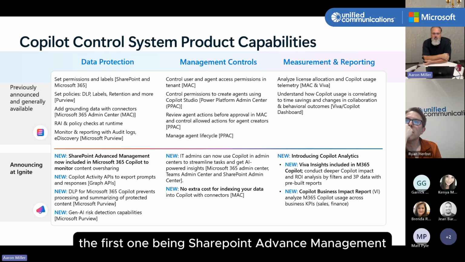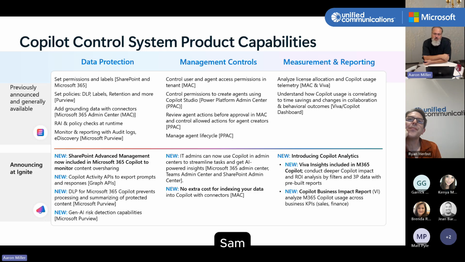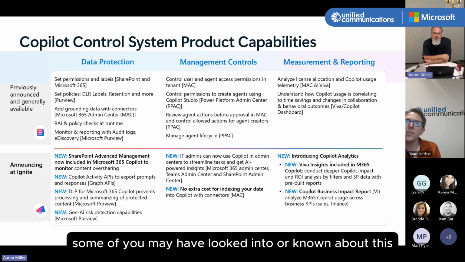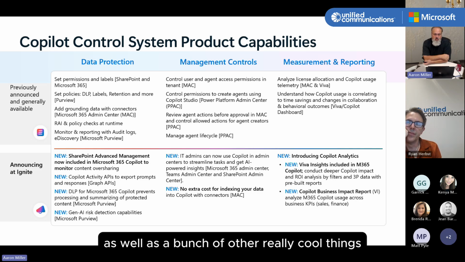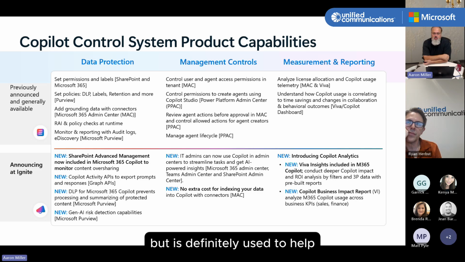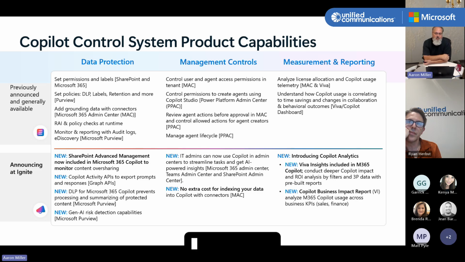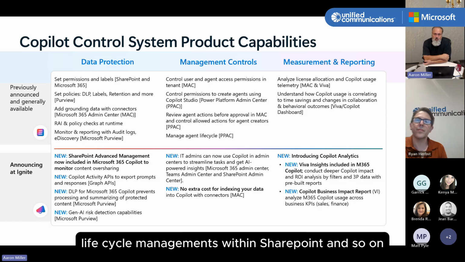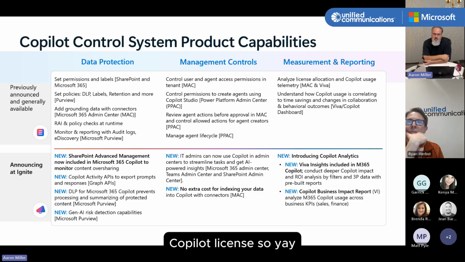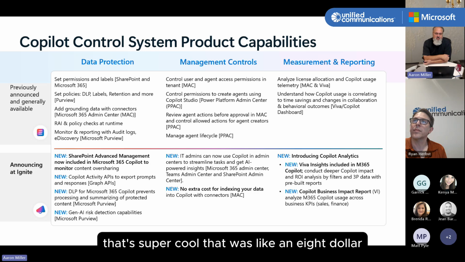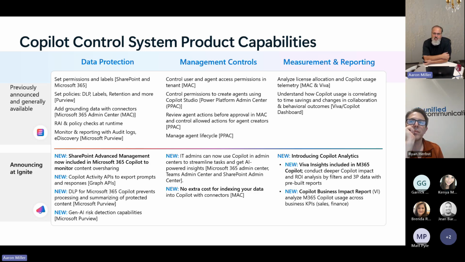The first one being SharePoint Advanced Management, SAM. Some of you may have looked into or known about it. This has advanced controls on SharePoint, as well as a bunch of other really cool things, but is definitely used to help manage things like content oversharing, automate data lifecycle management within SharePoint, and so on. This is now included in an M365 Copilot license. So yay, that's super cool. That was like an $8 value that they just included in there.